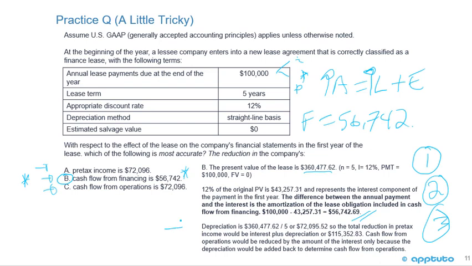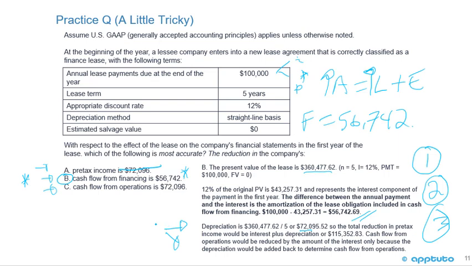So depreciation then, just to see why the other answers are not right, it would be the $360,477 divided by 5, there's no salvage value, or $72,000. So the reduction in pre-tax income, as we've always said, in the early years, you've got the interest and the depreciation. So you can see the interest and the depreciation is $115,000, not $72,000, so A is wrong, okay?